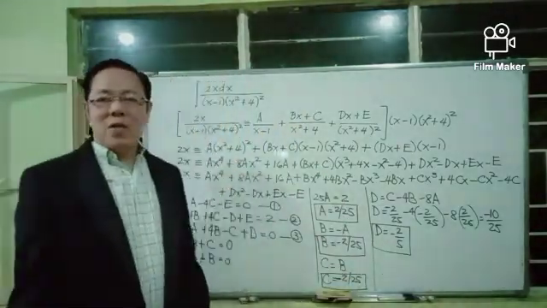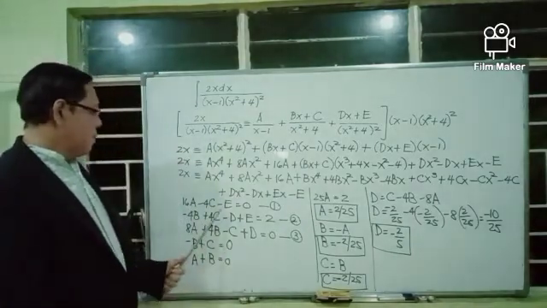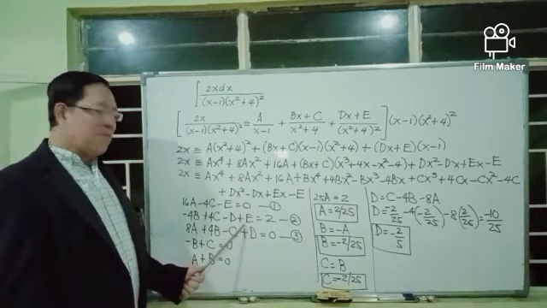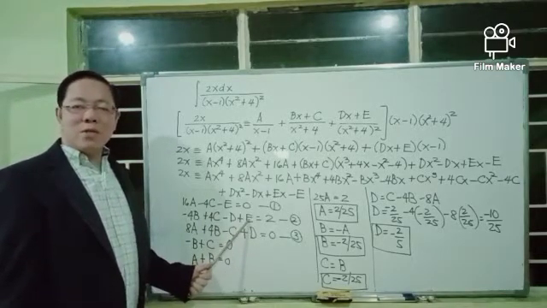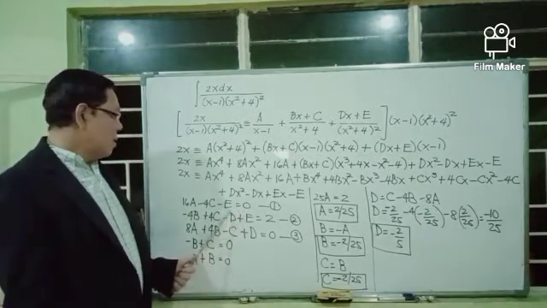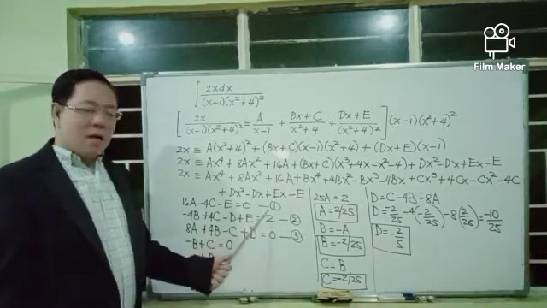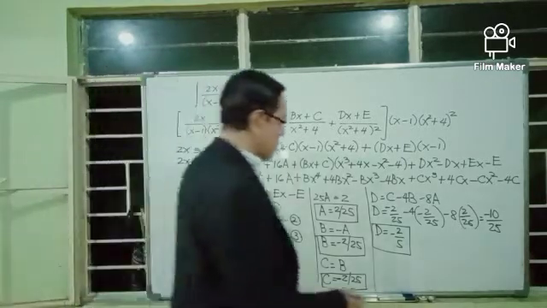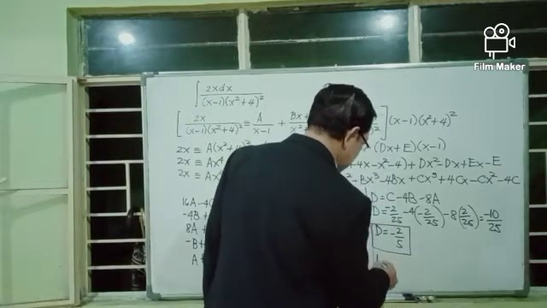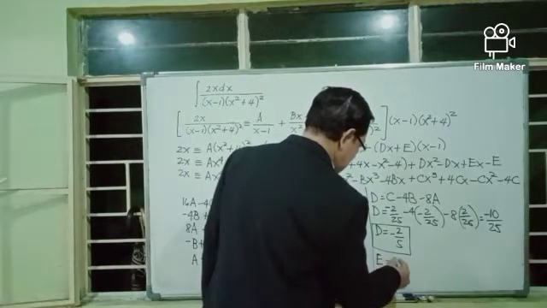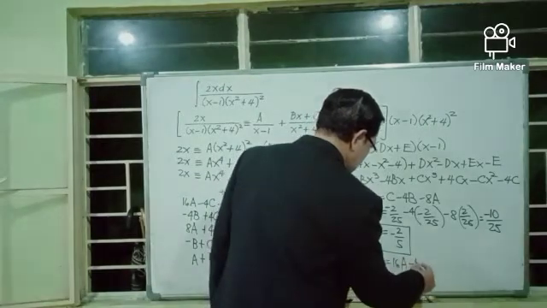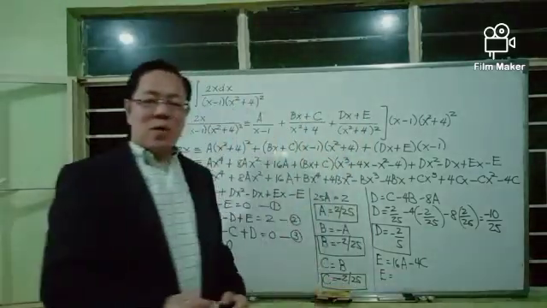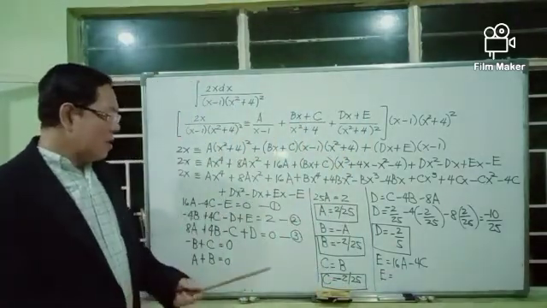And lastly, we solve for the constant e from equation 1. You can also solve for e from equation 2, but it's easier to solve for e from equation 1. Transpose minus e to the right hand side. e equals 16a minus 4c. And we substitute the values of a and c.